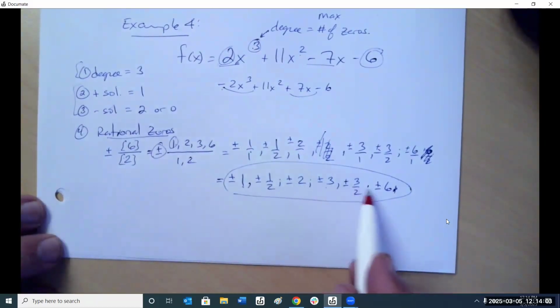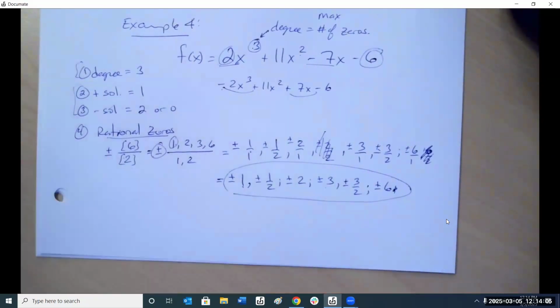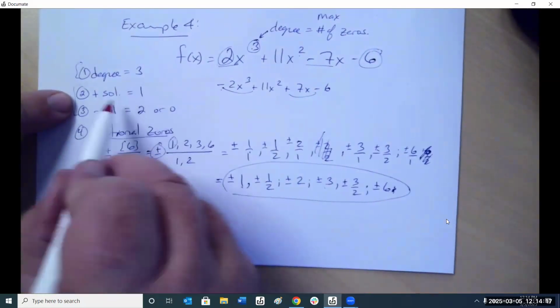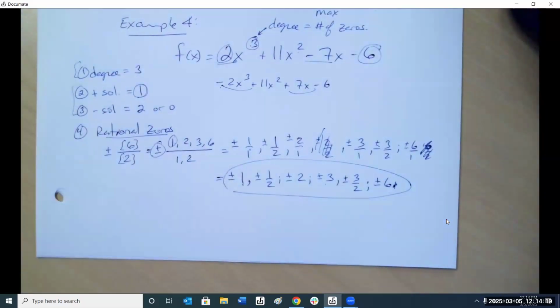One, two, three, four, five, 6. So now I narrowed it from infinitely many numbers to 16. Now I'm down to 12. I can go even further. Since I know I only have one positive solution, once I find a positive solution, I don't have to try any more of those. This tells me I only have one positive. Once I find my positive solution, all the other ones I don't have to try because it's done.